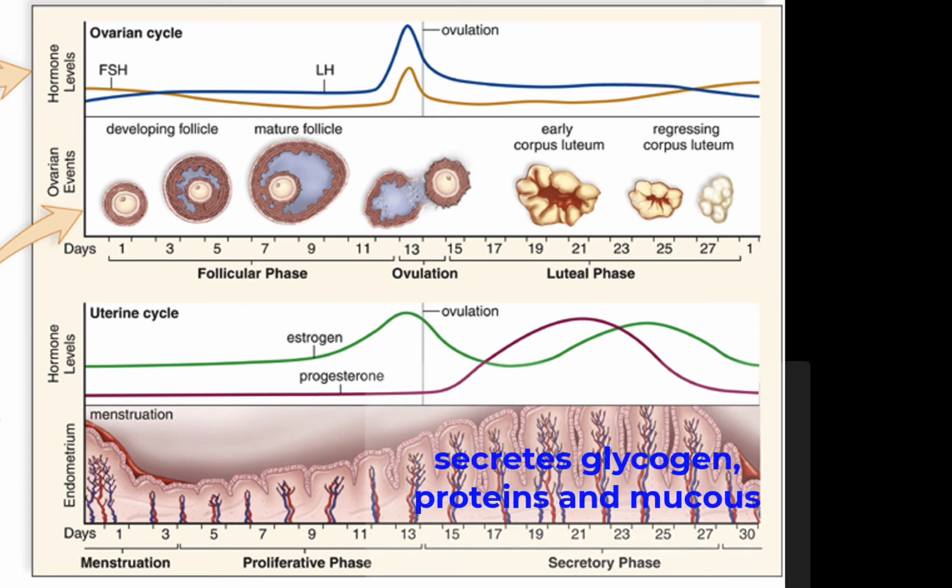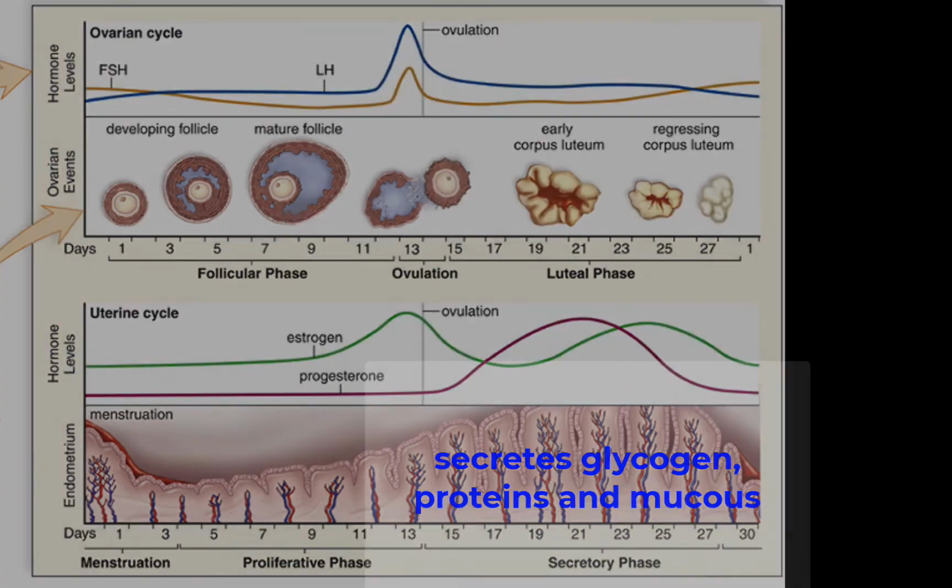The uterus will now begin to secrete chemicals such as glycogen, proteins, and lipids to nourish the implanted egg. Mucus secretions will also begin to protect the uterus from infections. We call this phase the secretory phase of the uterus for this reason.